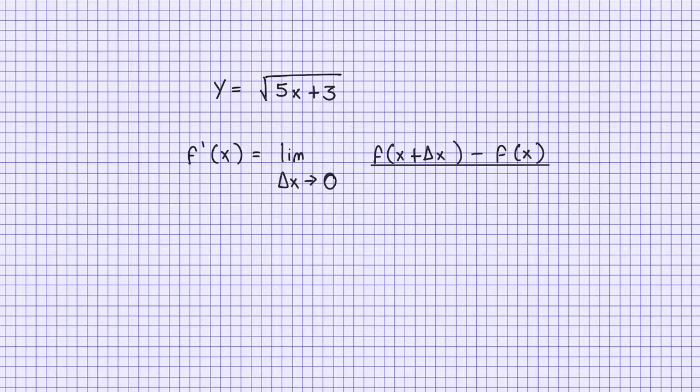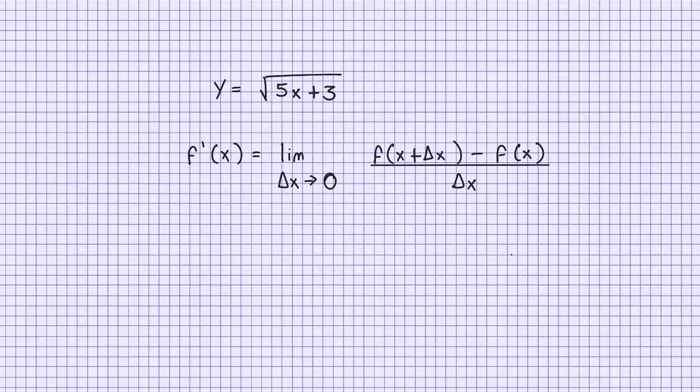So we have the equation y equals the square root of 5x plus 3, and we want to find the slope, right? So let's write our formula. We know the slope is the limit when delta x tends to 0 of f of x plus delta x minus f of x, everything divided by delta x. It's exactly the same formula as before. Okay, no problem.